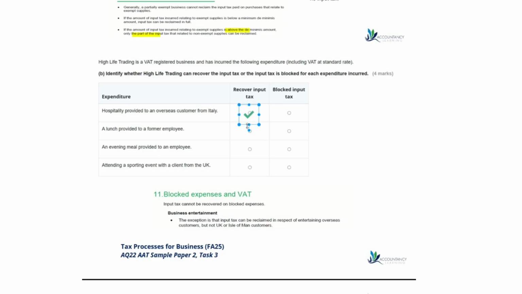Lunch provided to a former employee. So that would be just standard business entertainment. So you wouldn't be able to claim that. An evening meal provided to an employee. Now they work for the business, so we would be able to take that because it's not client entertaining. And attending a sporting event with a client from the UK. So this is UK business entertainment, so we would not be able to claim that.